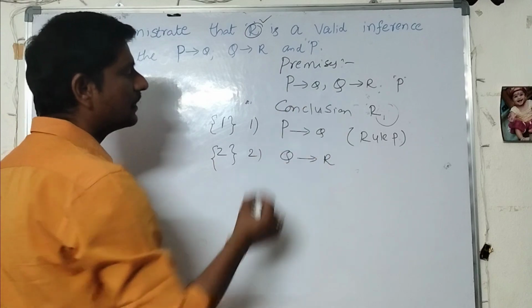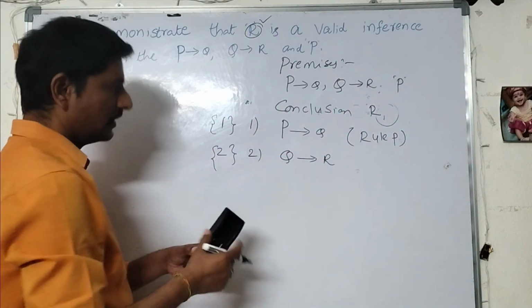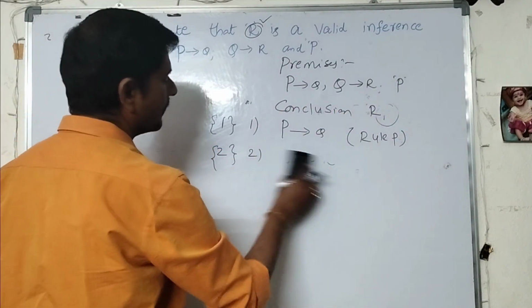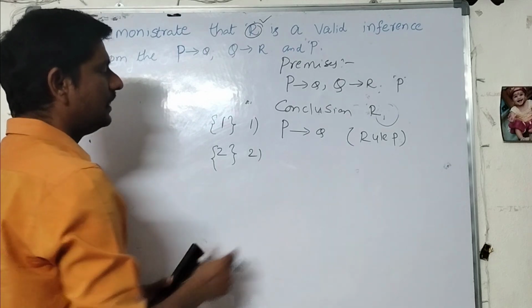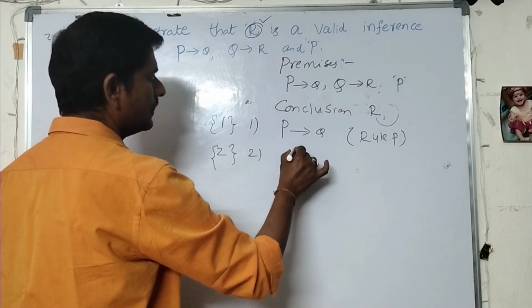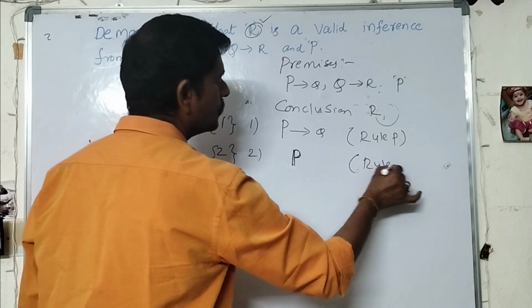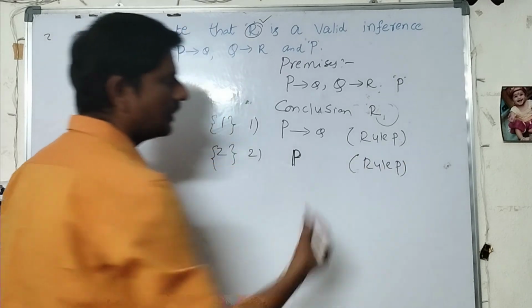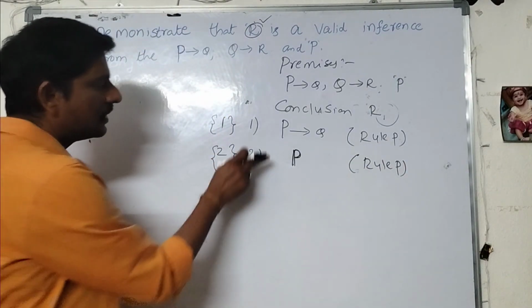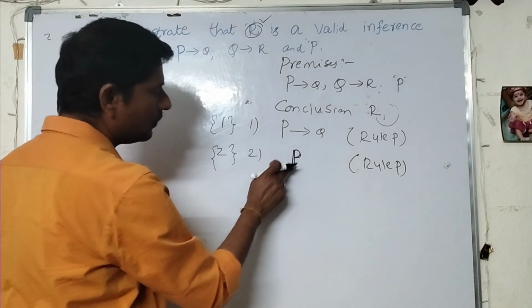Or I can also take the third premise. So let me take the third premise. What is the third premise? P. Okay. Here also I introduced a premise. We call it rule P. Now observe that we have P implies Q and P.